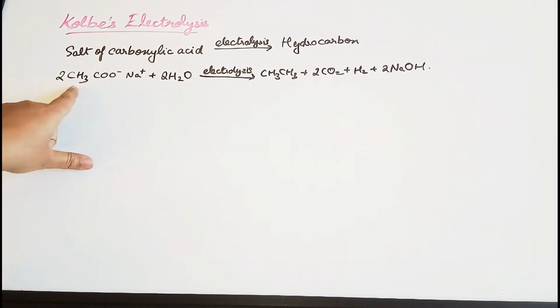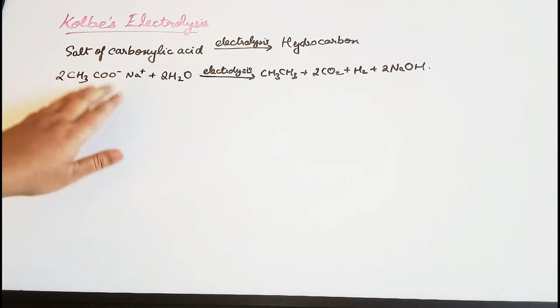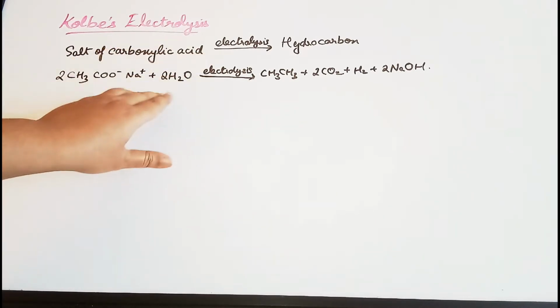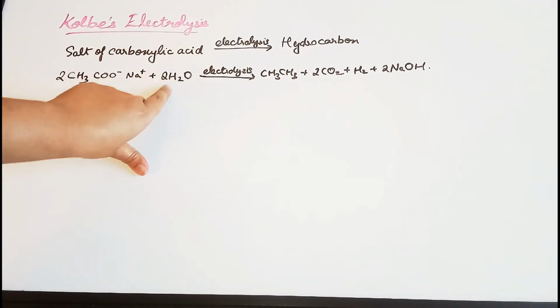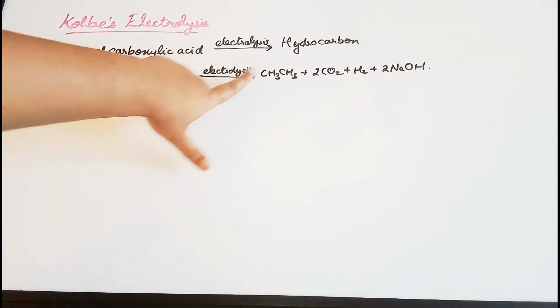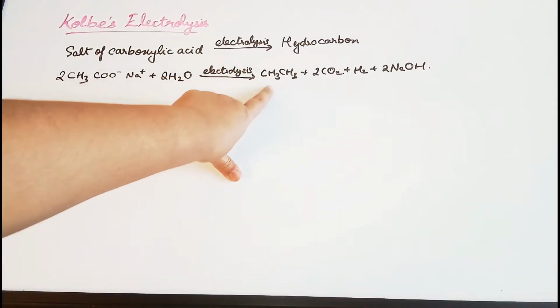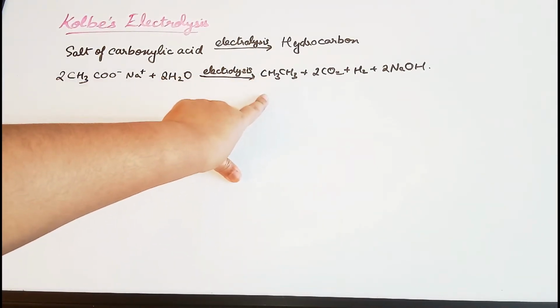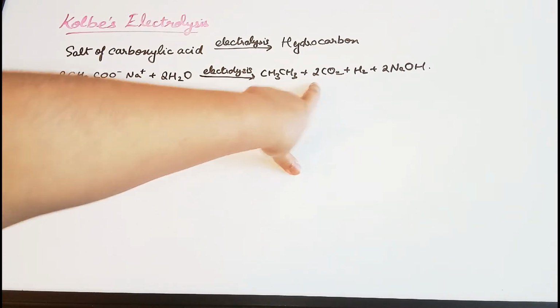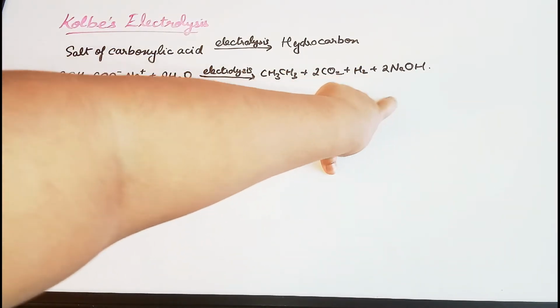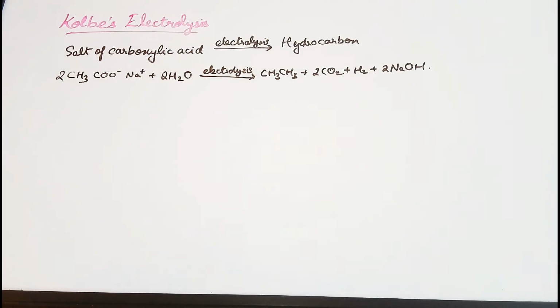So here you have CH3COO⁻, this is sodium acetate. It is undergoing electrolysis in aqueous medium. Because of that, we've written H2O. This leads to the formation of ethane. So this only has one carbon atom in the alkyl part, but in the product the hydrocarbon has two carbon atoms, and carbon dioxide, hydrogen and sodium hydroxide. So that is Kolbe's electrolysis.